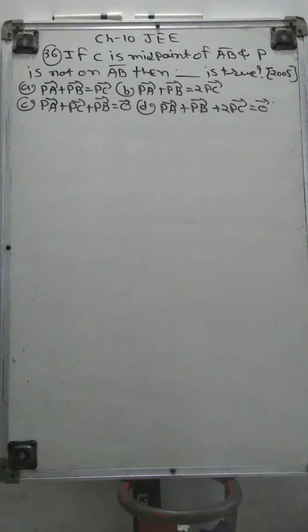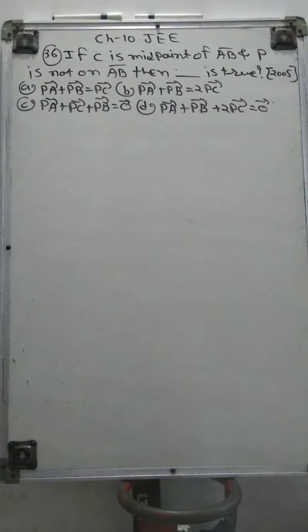Next, 36. If C is the midpoint of AB and P is not on AB, then what is true? This is a 2005 question, so be careful for this type of question. Here I also write the options, because from these options we want to select our right option.